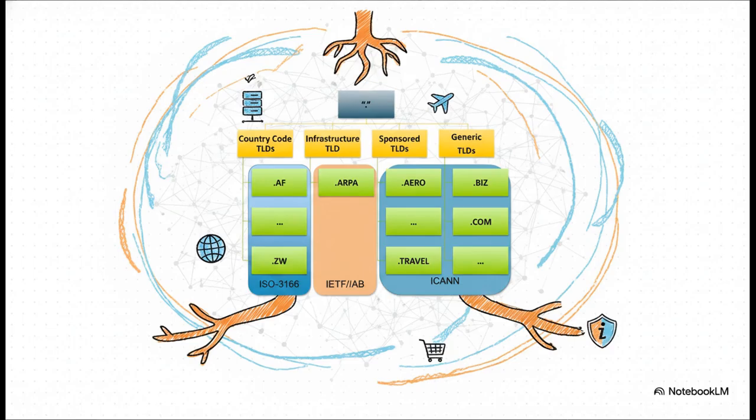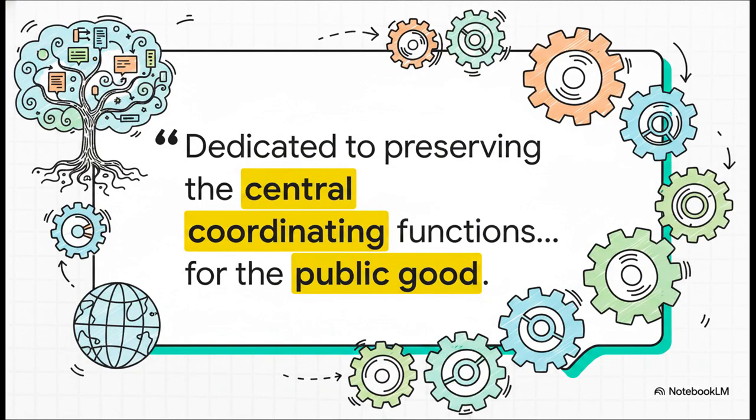Notice how completely different groups are involved in managing these spaces, like the ISO 3166 for country codes and ICANN for generic ones. It's like a giant puzzle. To maintain order across this massive tree, enter IANA. That's the Internet Assigned Numbers Authority.